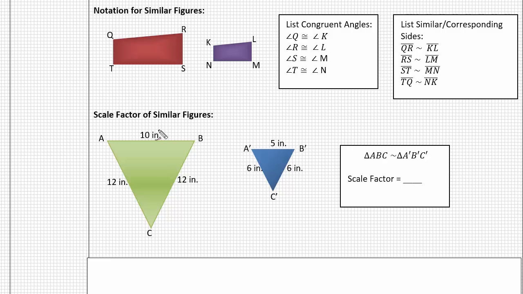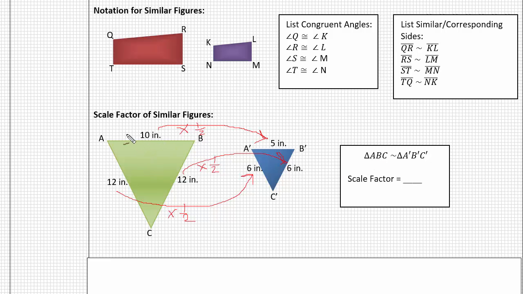If you notice, if we go from 10 to 5, those are corresponding sides, what would I have to multiply 10 by to get 5? Well, if you said 1/2, I agree with you. Does that also work for these other corresponding sides? Yeah, it does.